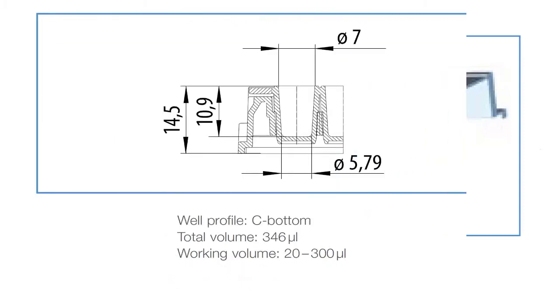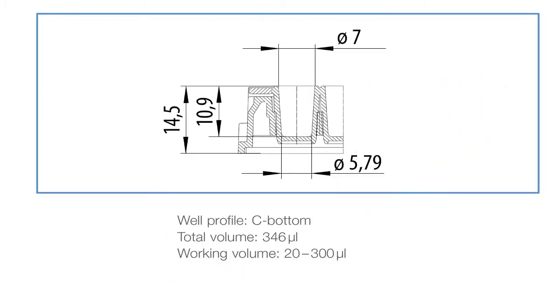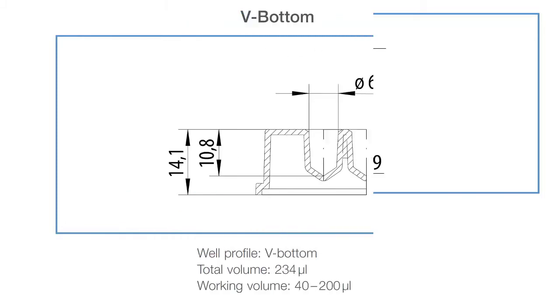The third type of 96 well plate is C-bottom plate. The letter C describes a flat bottom profile with rounded corners. The rounded corners mean that the individual wells can be pipetted without leaving a residue, and the flat bottom still enables precise optical measurements. The total volume of each well equals 346 microliters and the working volume of each well equals 20 to 300 microliters.